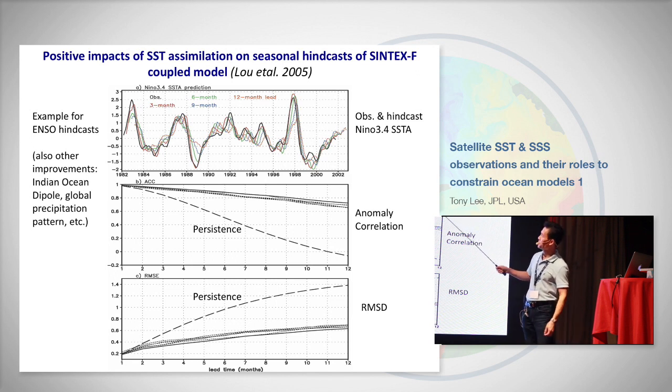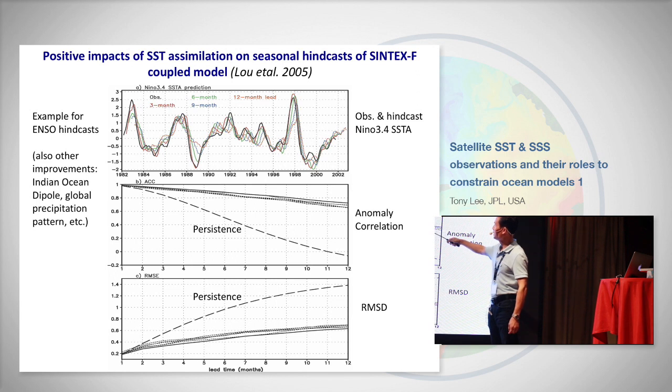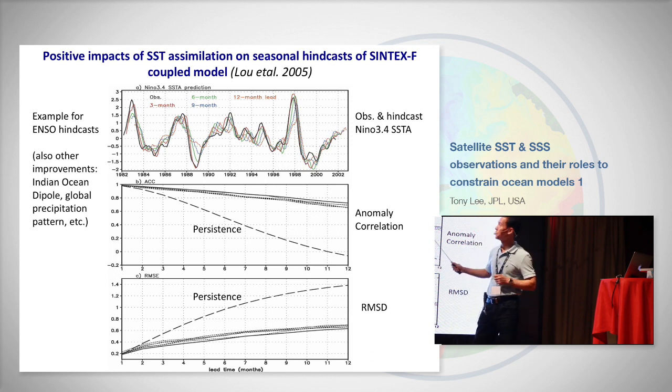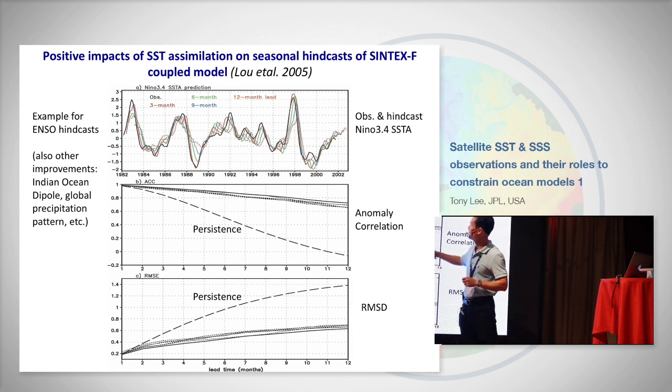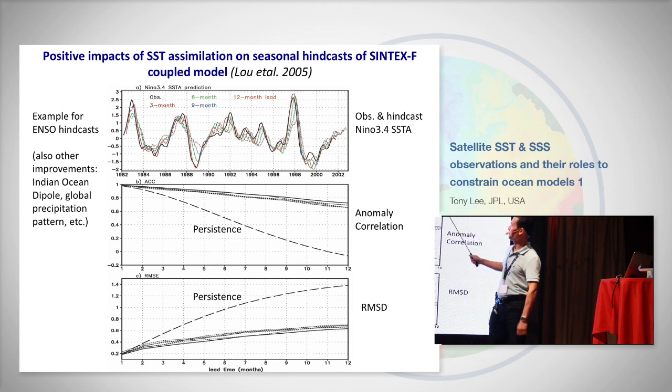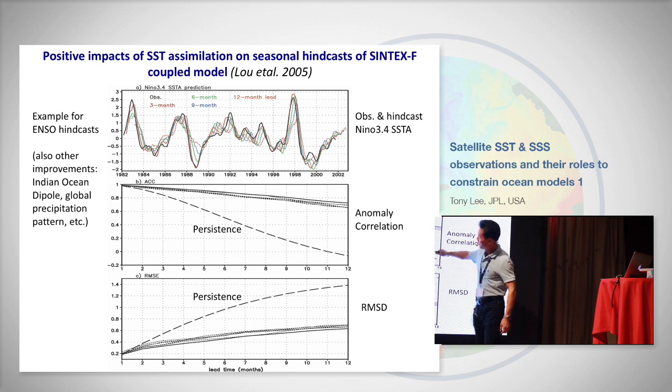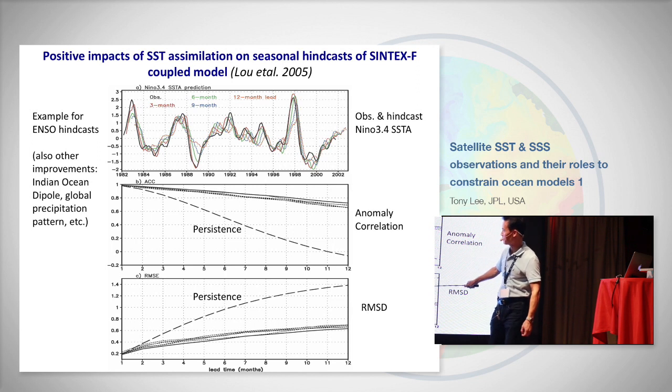And here the example shows the time series of the Nino 3.4 SST observed in black, and the different color curves are the hindcast, I should say, not forecast, with different lead times. So you see that it's looking quite good if you have seen these ENSO forecast forums with different models, and this is pretty good.